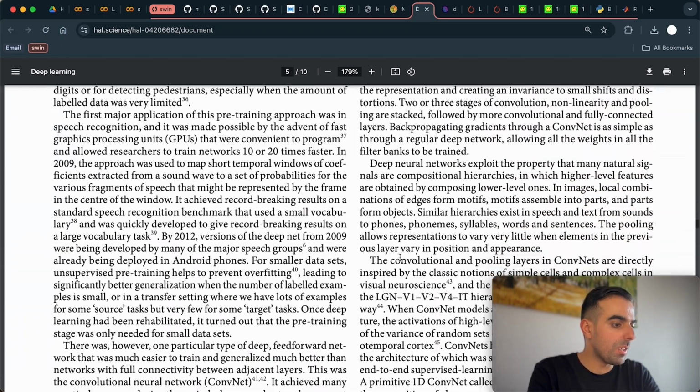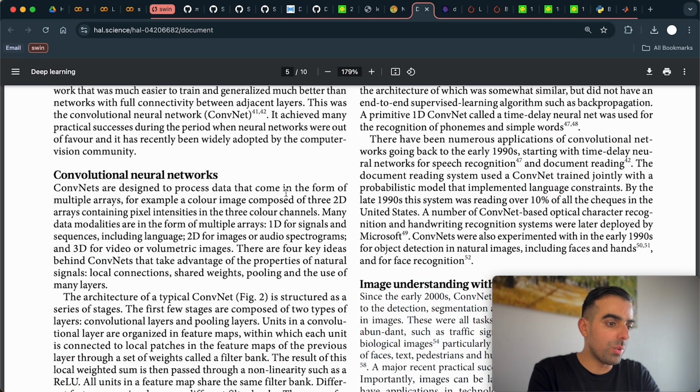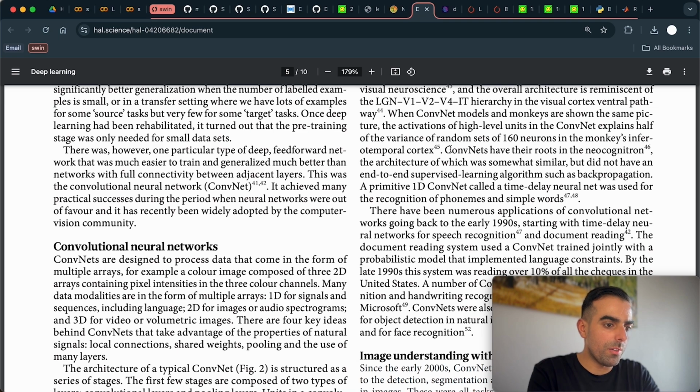So here they discuss the convolutional neural networks. Here: ConvNets have their roots in the Neocognitron, the architecture of which was somewhat similar, but did not have an end-to-end supervised learning algorithm, such as backpropagation. So that's what was wrong with the Neocognitron. It proposes extracting the features in a very good way, but it doesn't have end-to-end supervised learning. So it didn't have backpropagation.